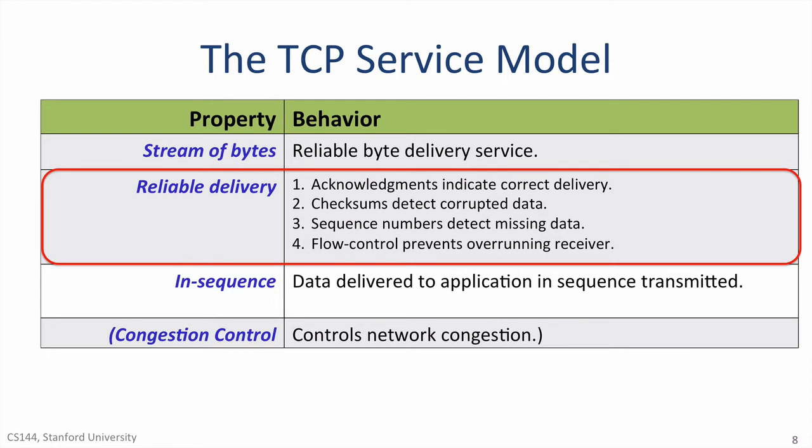Flow control prevents overrunning the receiver. If host A is much faster than host B, then it's possible for host A to completely overwhelm host B by sending data so fast that host B can't keep up. TCP prevents this from happening using something we call flow control.